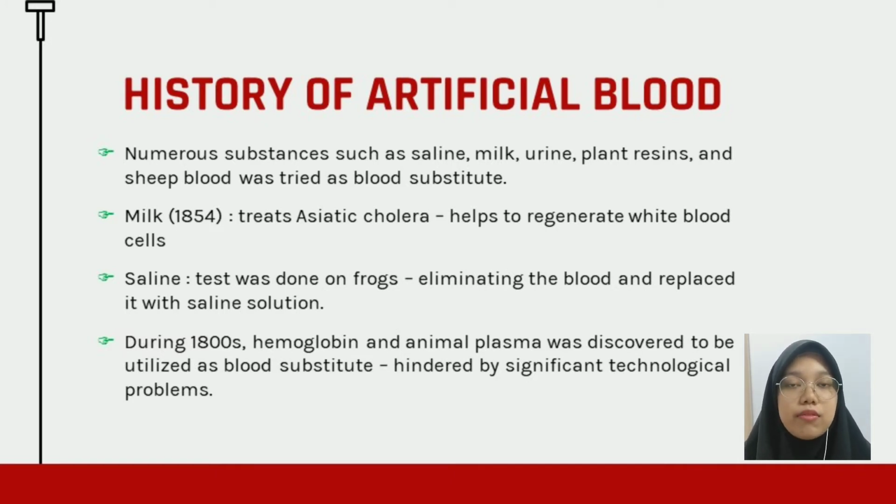Next, another possible substitute in history is saline solution, which was tested on frogs. The scientists believed that they could keep the frogs alive if they removed all of the blood from the frogs and replaced it with saline solution. However, the results were a little misleading because it was later determined that frogs can survive for a short period of time without any blood circulation at all. During the 18th century, other materials like hemoglobin and animal plasma were discovered to be utilized as blood substitutes. However, it was hindered by significant technological problems.